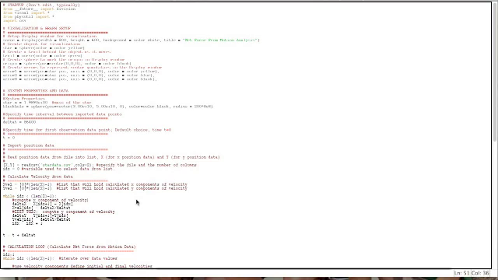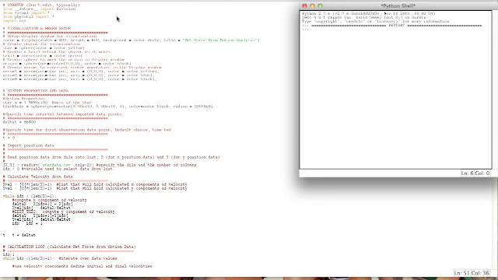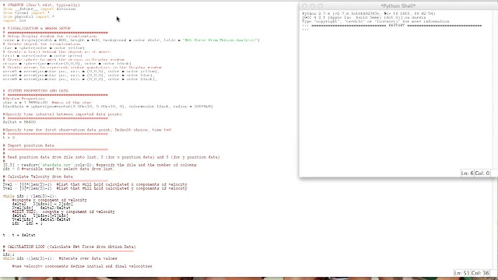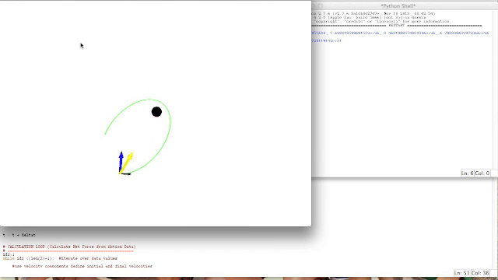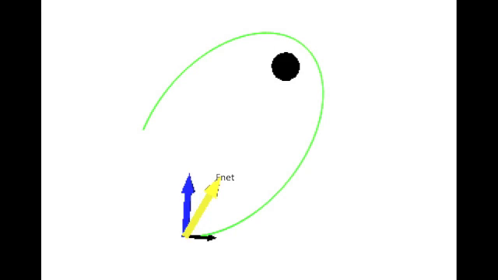After the code is edited, we can run it to see the path that the star takes around the black hole. Looking at the image that we get from running the code, we see that there are three arrows. The yellow arrow represents the direction of the net force, and it always points towards the black hole. The black arrow represents F net parallel, and the blue arrow represents F net perpendicular, and it points in the direction that the star curves.